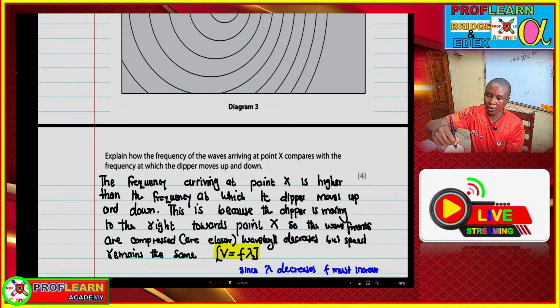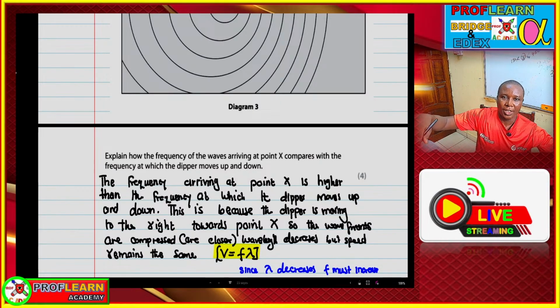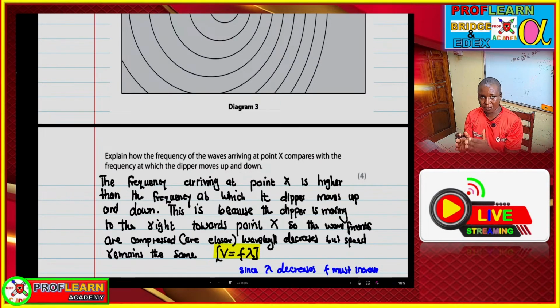Now since the dipper is moving up and down as it proceeds forward, the wave fronts towards the front are going to be compressed. When they are compressed, it means the wavelength is smaller, but the speed of the wave remains the same. Then for speed to remain the same while wavelength is going down, the frequency has to increase.